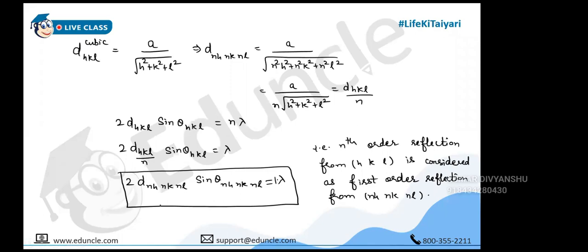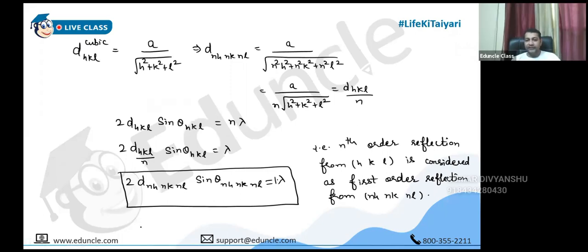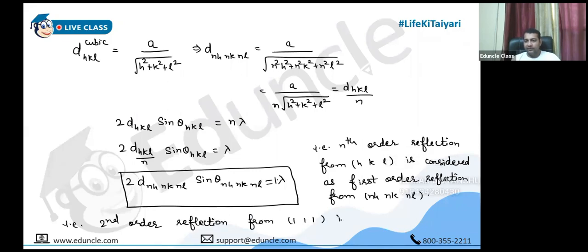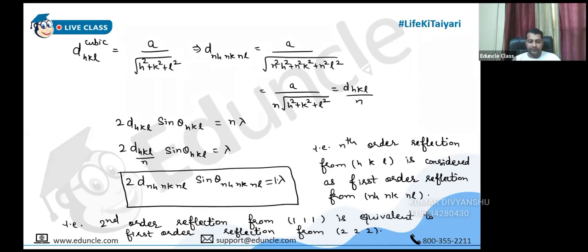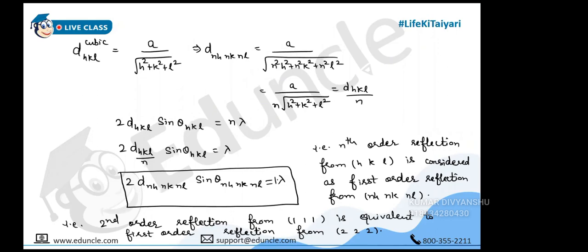So it means if you are doubling each of the Miller indices, it means the second order reflection. Suppose you are having D111, means second order from D111 is equivalent to first order from D222. That is, second order reflection from 111 is equivalent to first order reflection from 222. Please check. Clear?